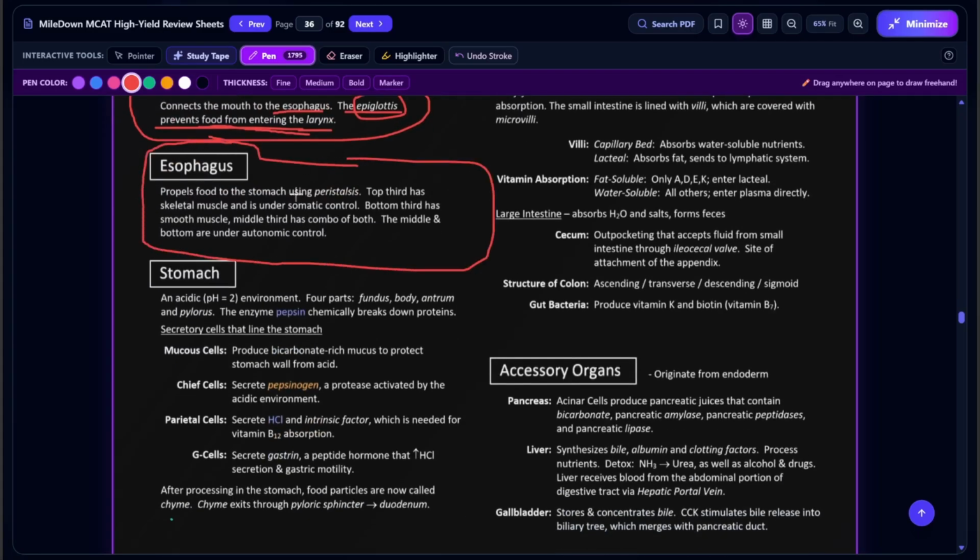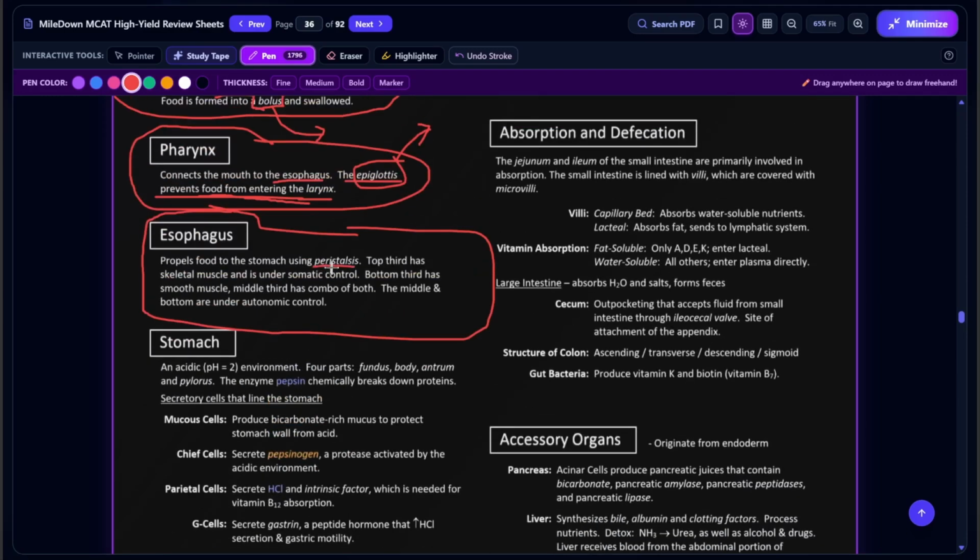The esophagus propels food into the stomach using peristalsis. The top third has skeletal muscle and is under somatic control. The bottom third has smooth muscle. The middle third has a combo of both. The middle and bottom are under autonomic control. By the way, we haven't done our muscles review yet, so it might be confusing, but skeletal muscles are always under voluntary or somatic control, and smooth muscle is usually under autonomic control, meaning you're not really telling yourself you need to contract.